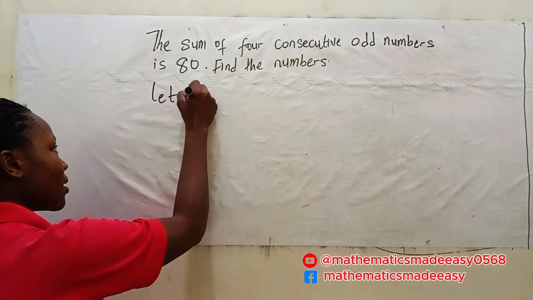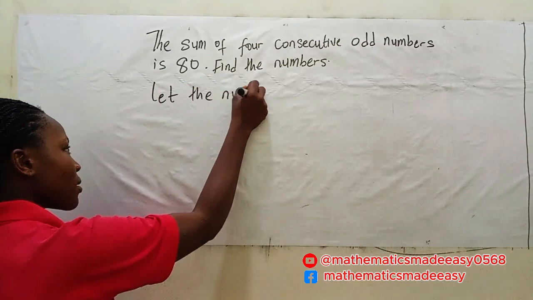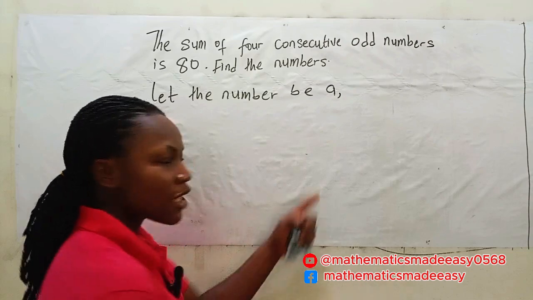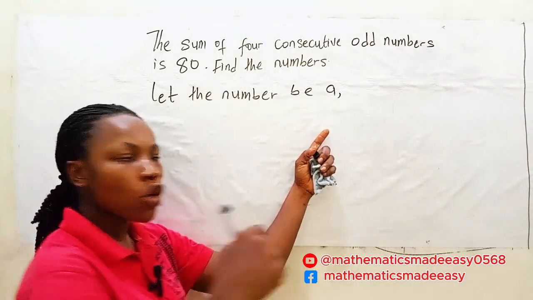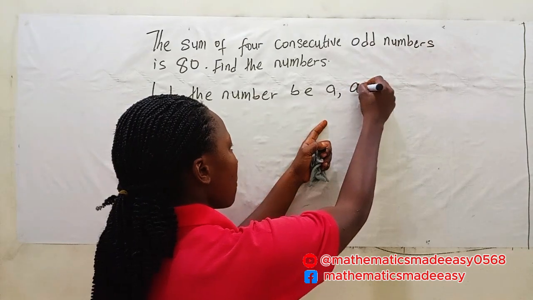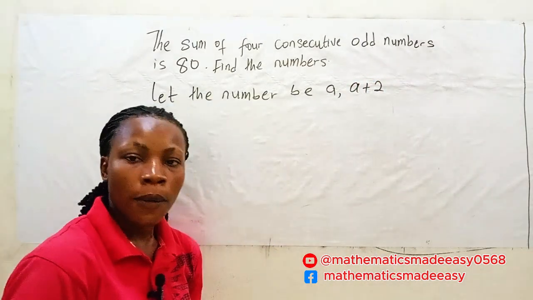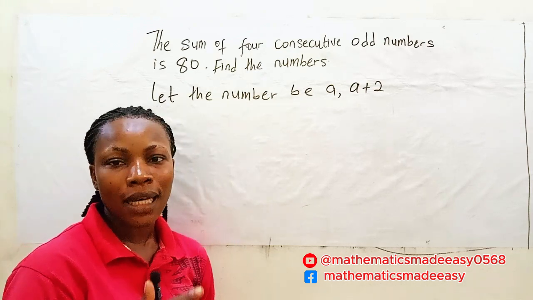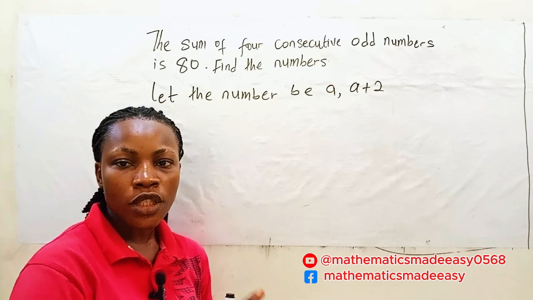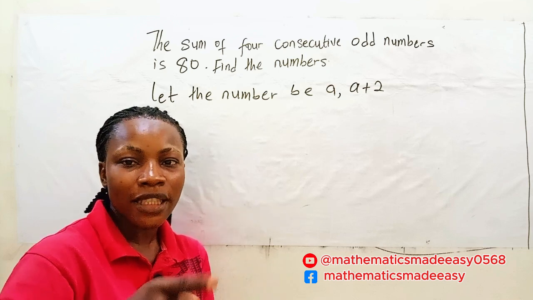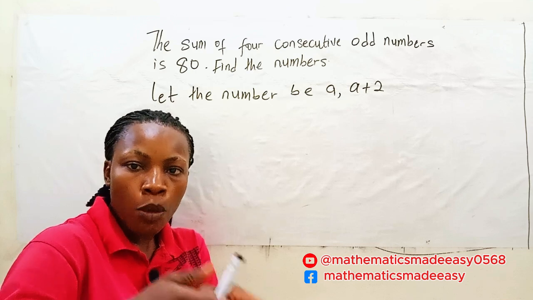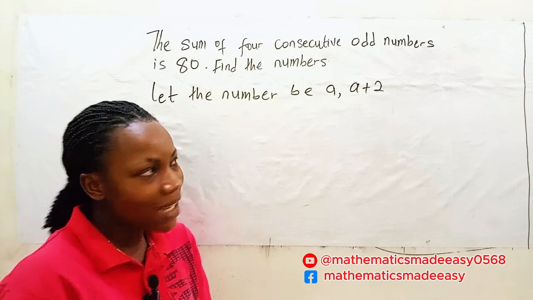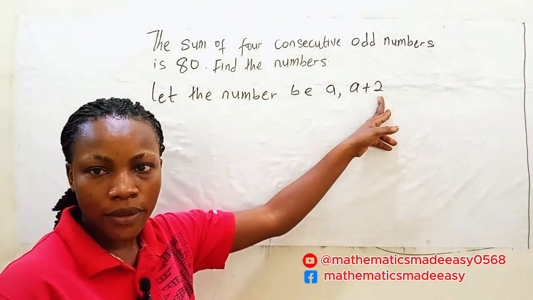let the numbers be A. This is the first number. And the second number is going to be A plus 2, because it is an odd number. And you know that after an even number, you see an odd number. After an odd number, you see an even. All right? So we are going to jump that even to enter the odd number. Okay, that's what we are adding here.